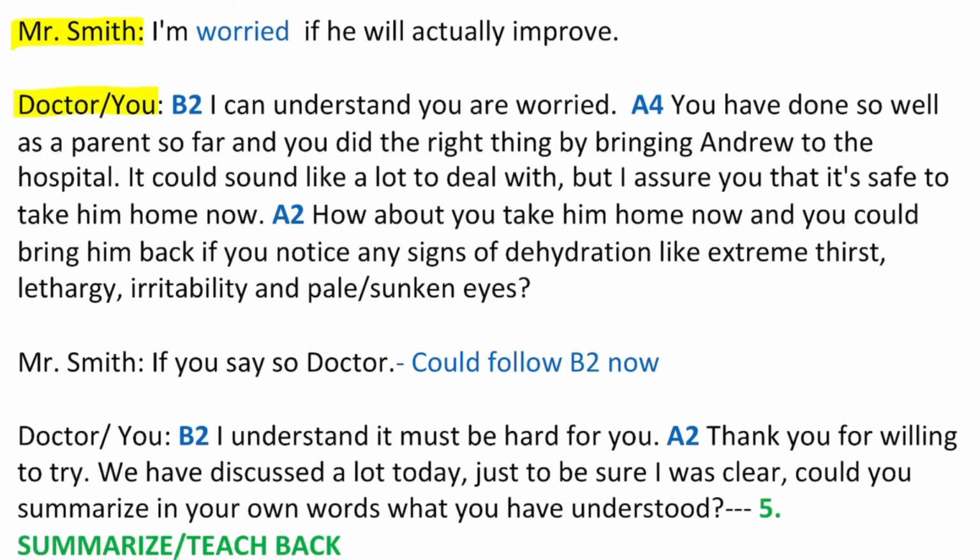I can understand you're worried. You have done so well as a parent so far, and you did the right thing by bringing Andrew to the hospital. It could sound like a lot to deal with, but I assure you that it's safe to take him home now. How about you take him home now and you could bring him back if you notice any signs of dehydration like extreme thirst, lethargy, irritability, and pale or sunken eyes. If you say so.